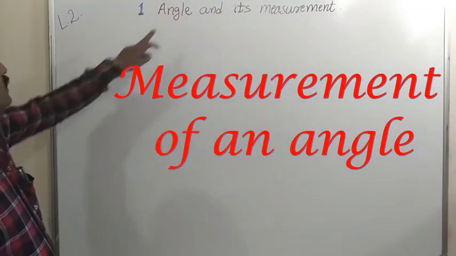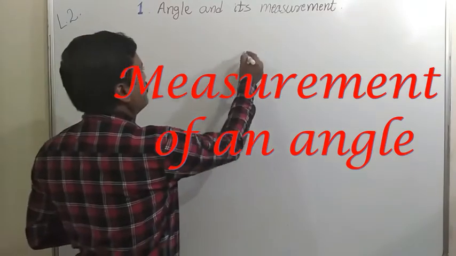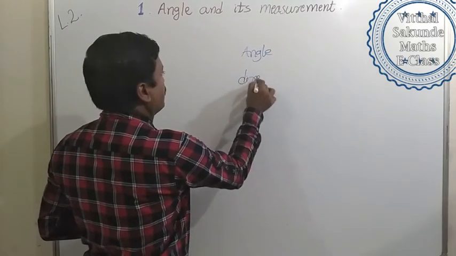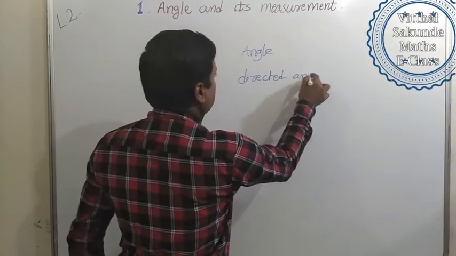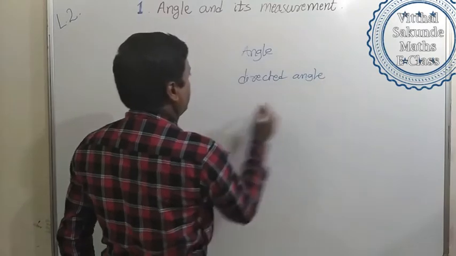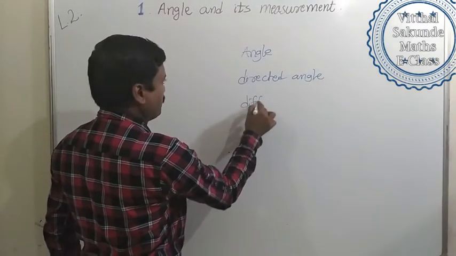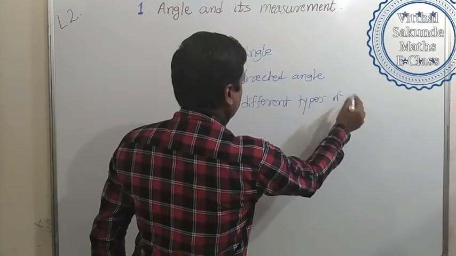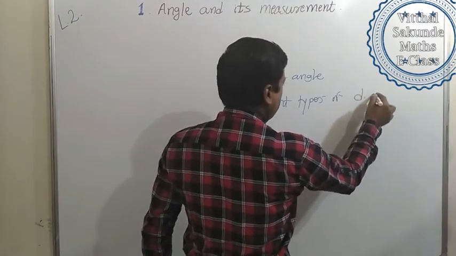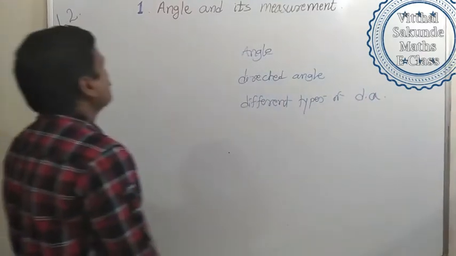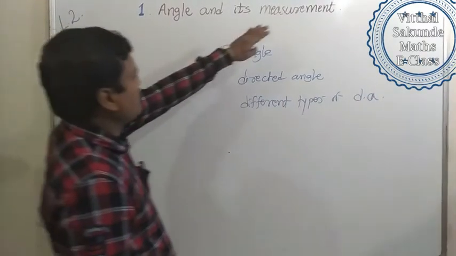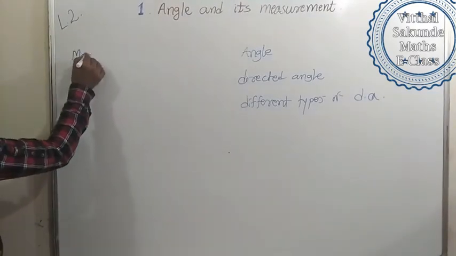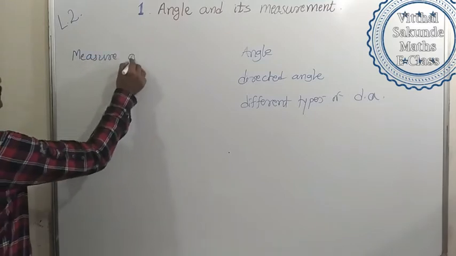In the previous lecture, we learned the definition of angle, directed angle, and different types of directed angles. Now in this second lecture, we will see the measurement of angle. The main point here is the measure of angle.